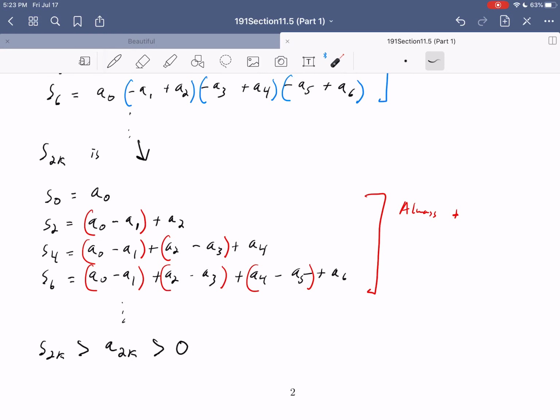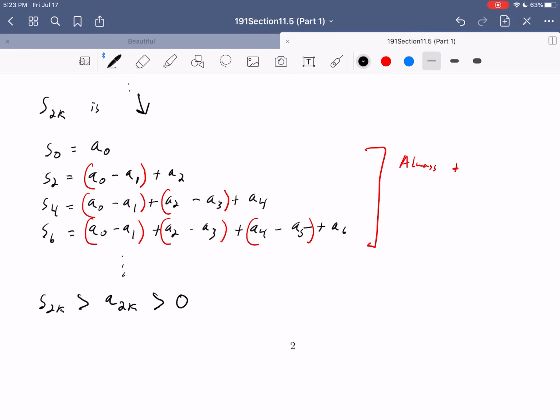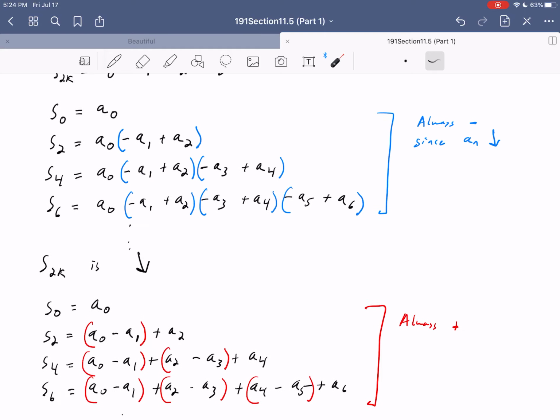So, for these even partial sums, we have that it is strictly decreasing, and we have that they are always positive or always greater than 0. So strictly decreasing and bounded below, that's our monotonic convergence theorem. So, by the monotonic convergence theorem, S sub 2k must converge. Okay, so we now know that the even partial sums are headed somewhere. Now we need to turn our attention to the odd partial sums. So we're going to do the same sort of approach, but for the odd partial sums.